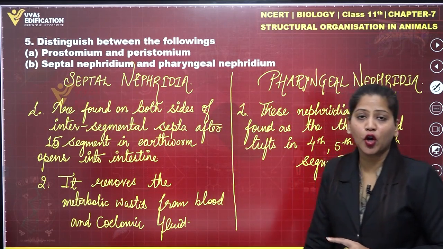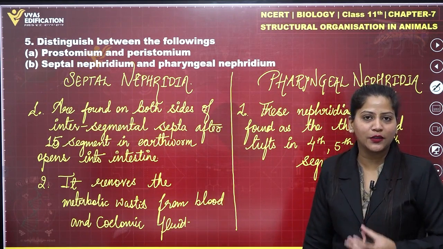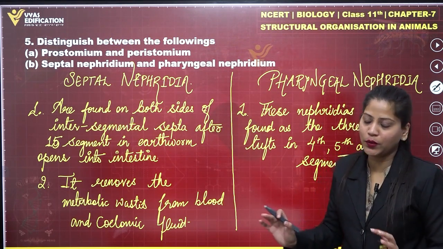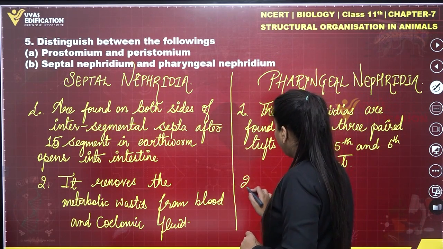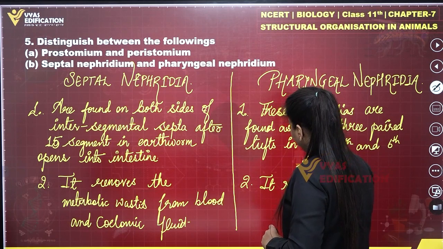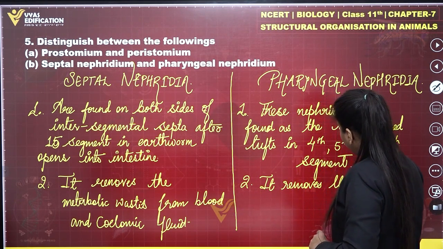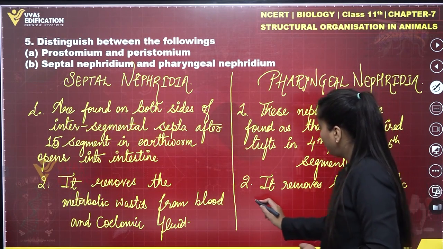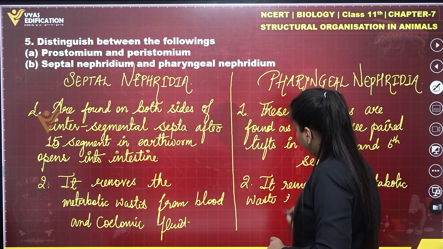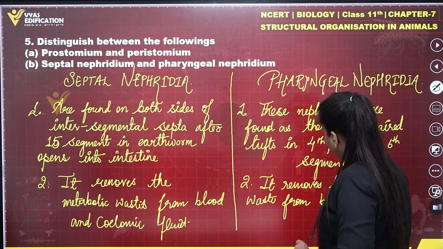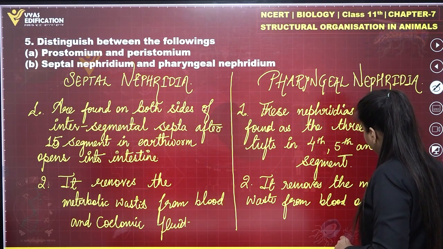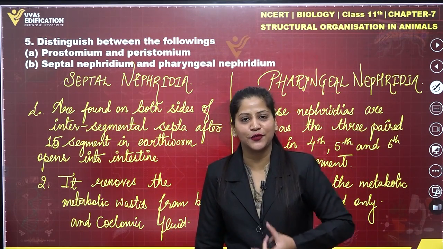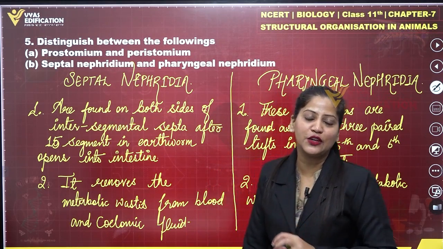But if we talk about the removal of metabolic waste through these pharyngeal nephridia, they are going to remove metabolic waste from blood only. So this is the difference, right? So let's write about this. It removes the metabolic waste from blood only. So these are the distinguishing features, or this is the difference between septal nephridia and pharyngeal nephridia.